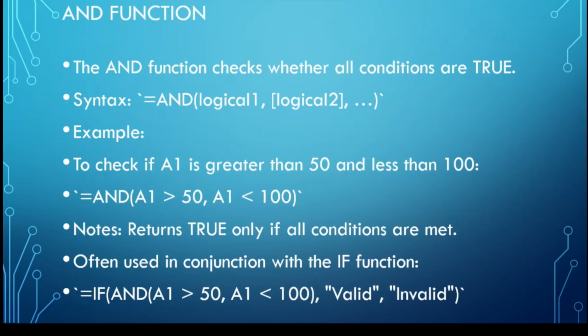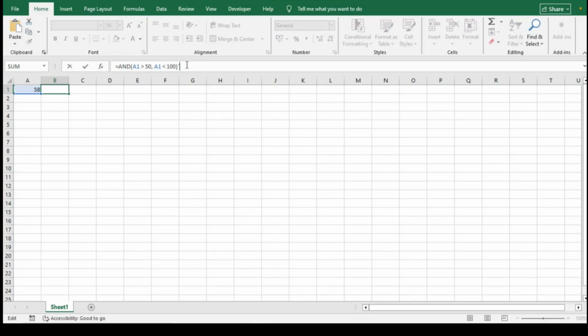The AND function. The AND function checks whether all specified conditions are true, which can be quite useful in your calculations. The syntax for the AND function is equals AND followed by logical 1, and then any additional logical conditions. For example, to check if A1 is greater than 50 and less than 100, write equals AND A1 greater than 50, A1 less than 100. This function returns true only if all conditions are met at the same time.